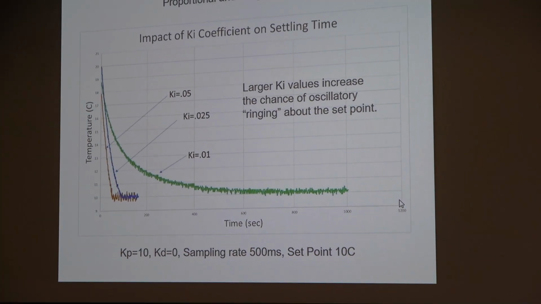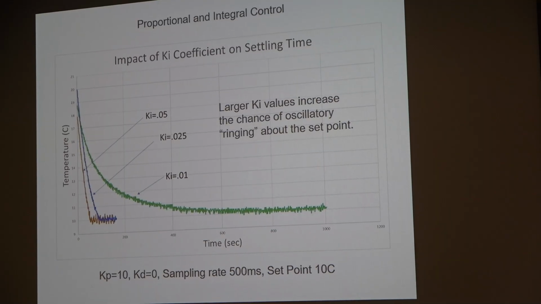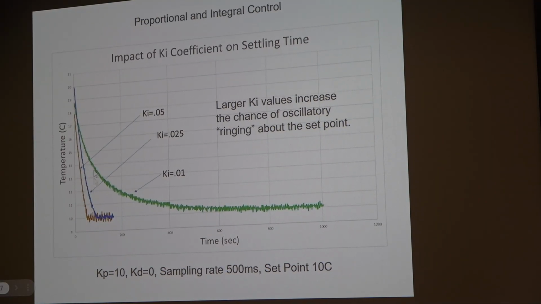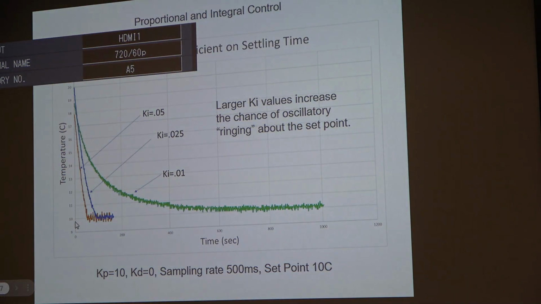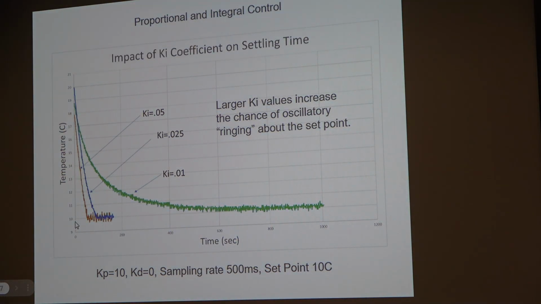I tried a couple different integral values. So you can see if I have a very low integral value, it comes and it parks right at set point. I think it's been happening all day. So if I've got a nice low Ki value, I come park right at set point. I was able to bump it up to 0.025, and I got a little bit of ringing when I approached the 10-degree set point. But when I went to Ki of 0.05, I got a whole bunch of ringing going on.